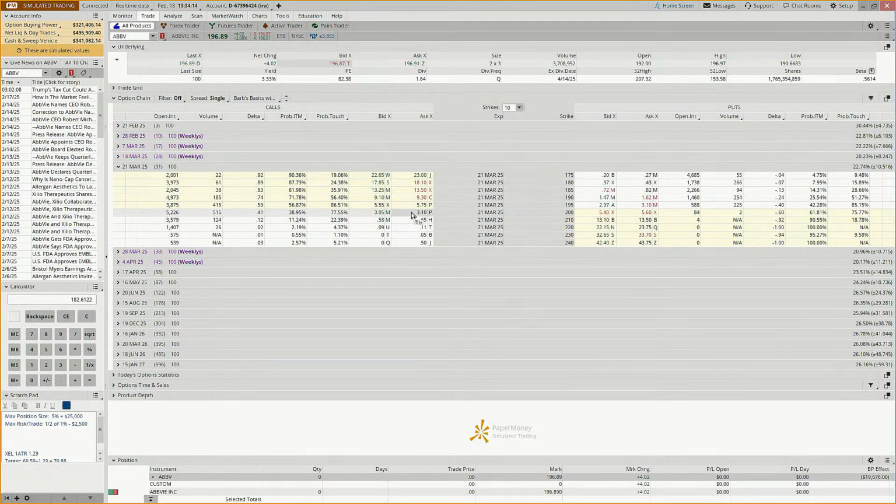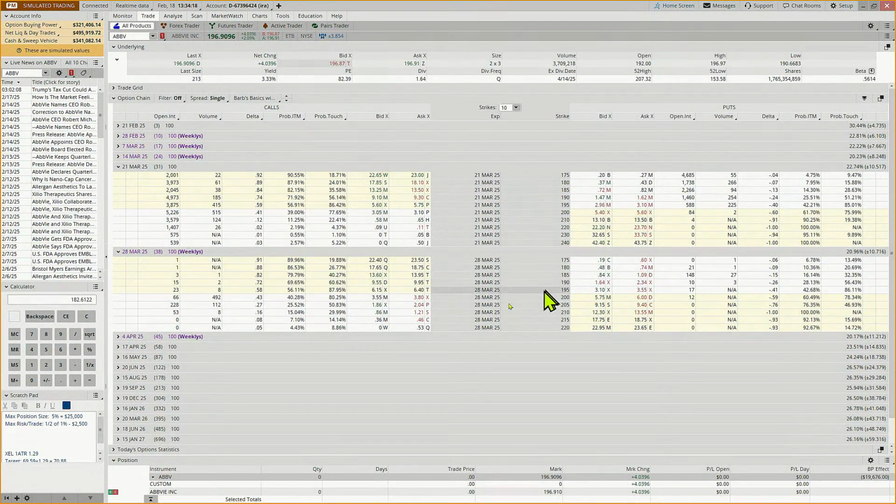Now, our target is at 206. Let's see if we have a 205. So here, the probability of it coming up and hitting our target is 50% of it hitting 205.